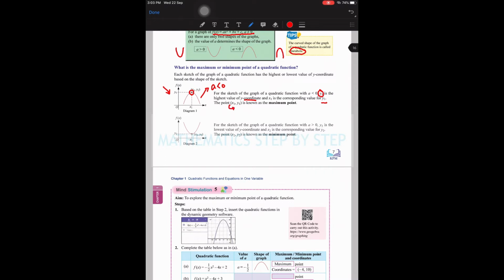x1, y1. And then in this diagram 2, it is a smiley, so we know that a is greater than 0. And we can see that this is the minimum point. So x2, y2 is the coordinate of the minimum point, and y2 is the lowest value of y coordinate. Then x2 is the corresponding value.